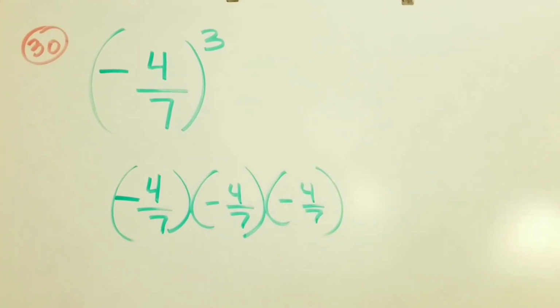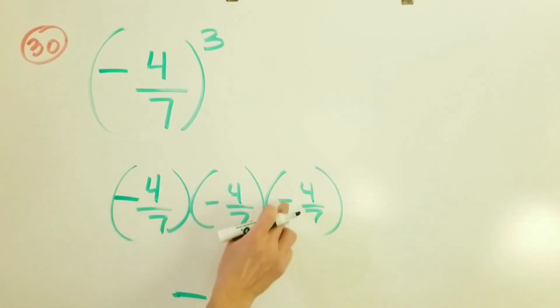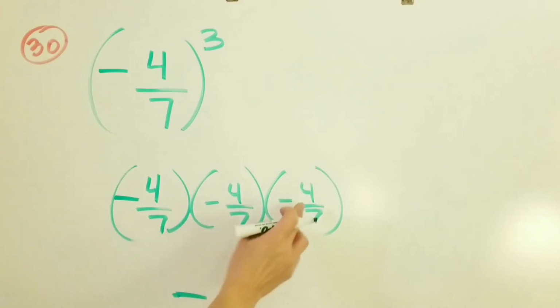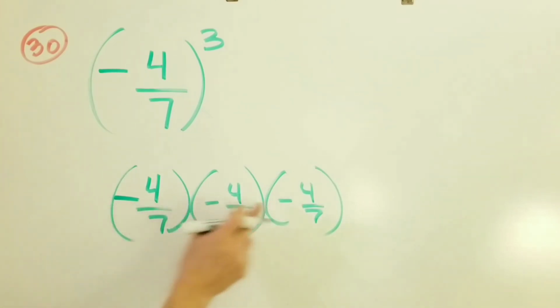And first of all, I want you to look at how many negative signs do we have? We have 3 negative signs. That's an odd number. So we know our answer is going to be negative. Okay, if we had an even number of negatives, our answer would be positive, but we don't. We have an odd number. 3 negatives will get a negative answer.